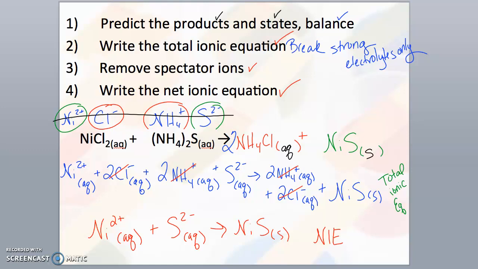The states are determined using the solubility chart because they are both ionic. Nickel sulfide is not soluble in water and is labeled as a solid with the S. Only soluble ionic compounds and strong acids are written as ions. No acids here, but 3 of the compounds are soluble ionics. The spectator ions are the same on both sides of the equation, and the net ionic equation describes what remains.